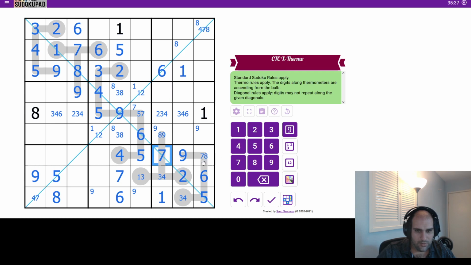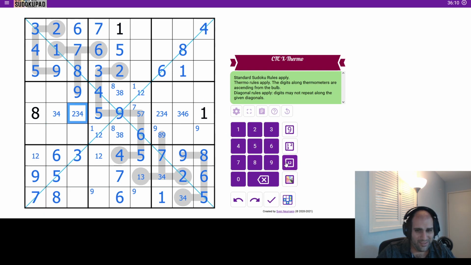This is now a 7. This is an 8. So 8 has to go here. 4-7 pair makes this a 3. 1-2 pair makes this a 1-2 pair. This is a 7. 4-7. Yeah, I just completely guessed. Completely guessed, and it seems to be working out.